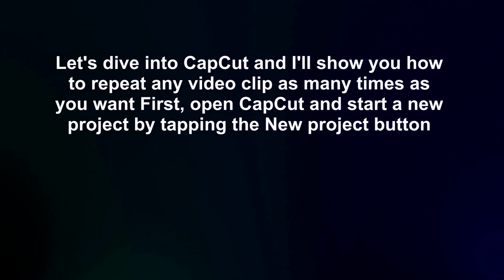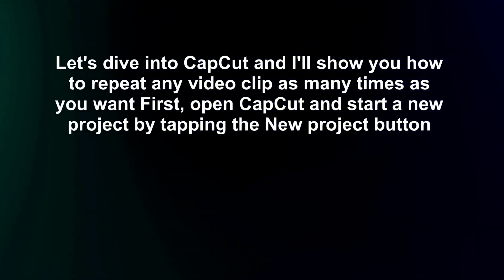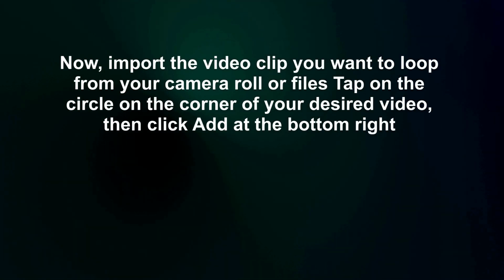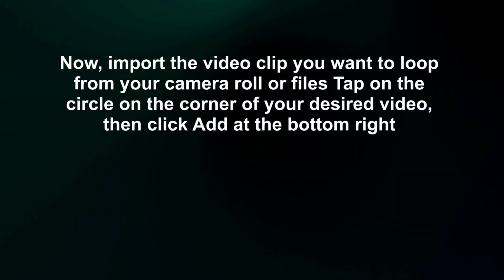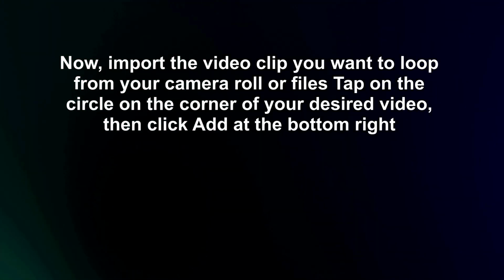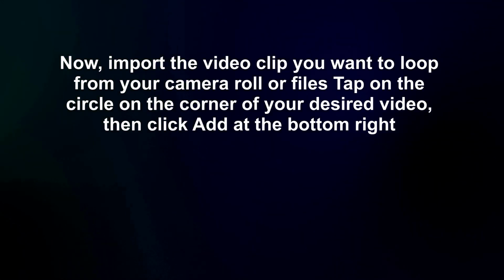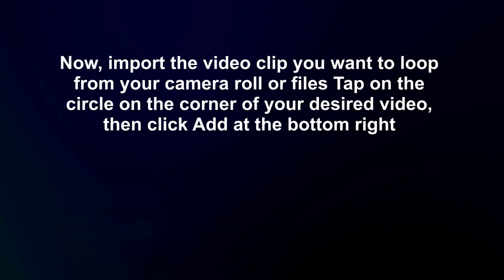First, open CapCut and start a new project by tapping the New Project button. Now, import the video clip you want to loop from your camera roll or files. Tap on the circle on the corner of your desired video, then click Add at the bottom right.